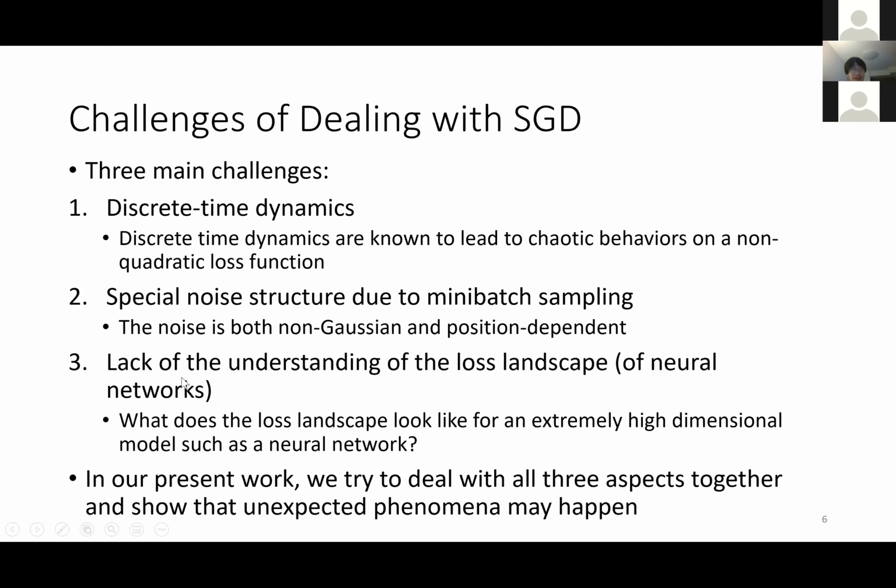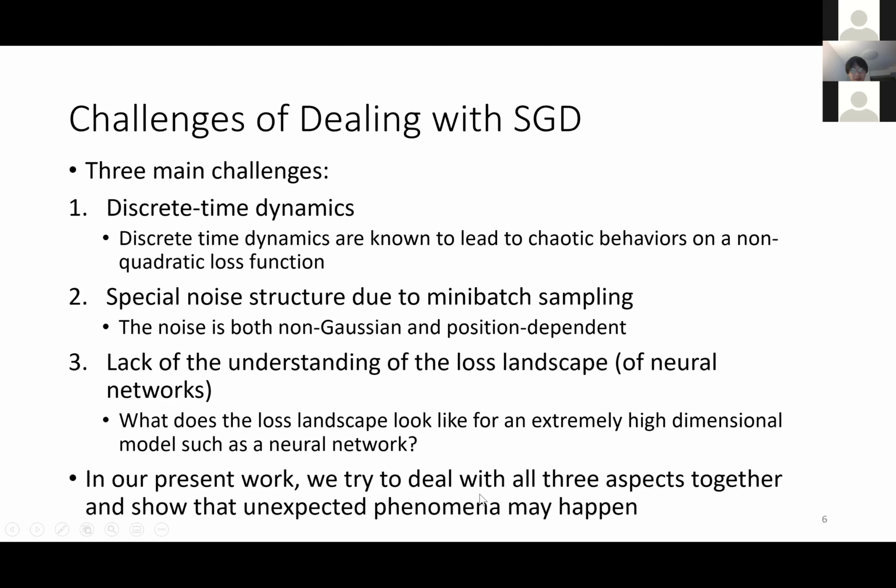And also there is the lack of understanding of the loss landscape of a neural network in particular. Human beings in a way can only visualize landscapes in 3D, and for higher dimensional spaces, it's very hard for us to visualize and understand. So what does the loss landscape look like for an extremely high dimensional model, such as a neural network? This can also be a very important question.